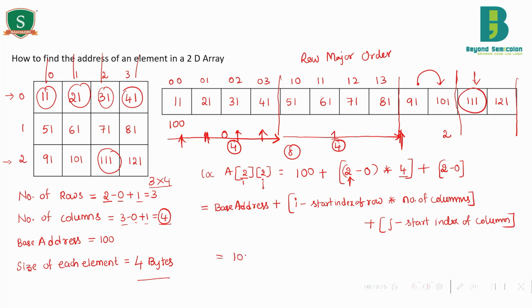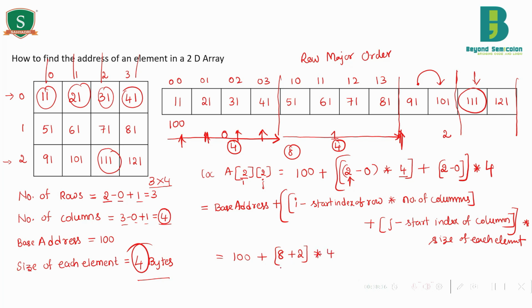So 100 plus 8 plus 2. And one important point: each block is of size 4 bytes. Each element is of size 4 bytes. This complete thing will be multiplied with the size of each element, multiplied by 4. So 140.